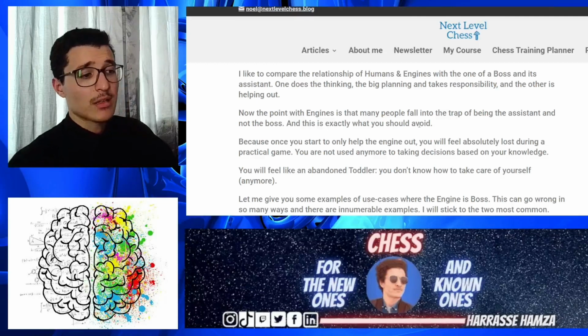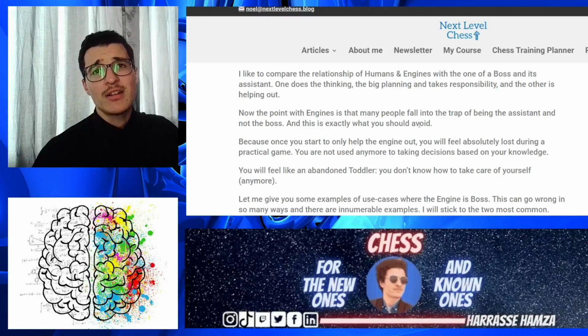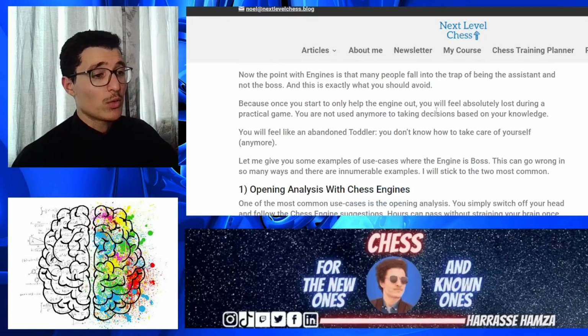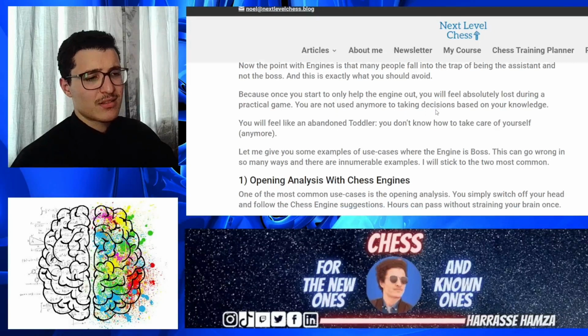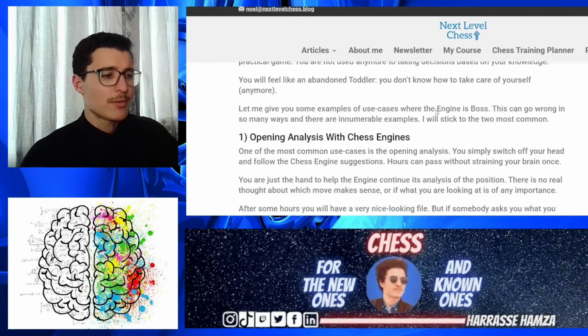Because once you start to only help the engine out, you'll feel absolutely lost during a practical game. If my opponent plays this, am I supposed to answer with this? Am I supposed to give him this, etc.? And the engine is not there to help you. So let me give you some examples of use cases where the engine is the boss and you are the assistant. This can go wrong in so many ways, and there are innumerable examples. We will stick to the two most common.